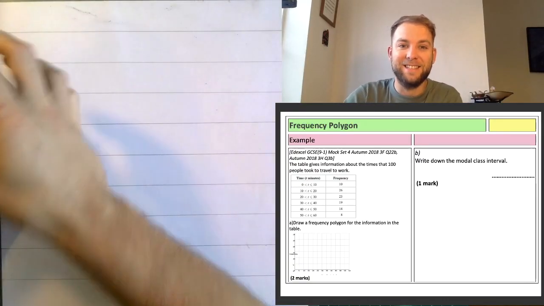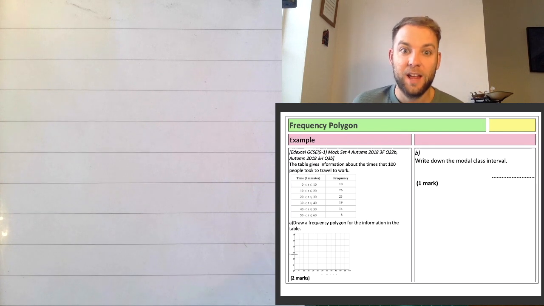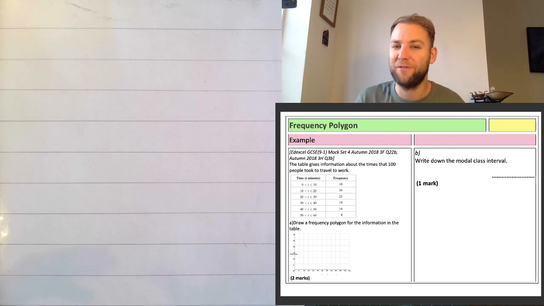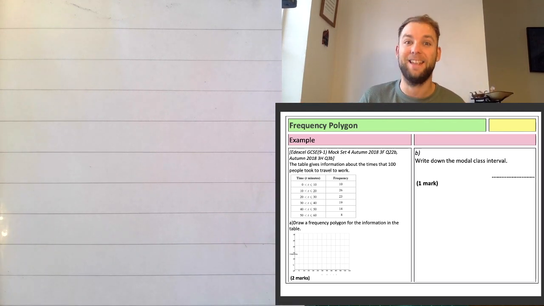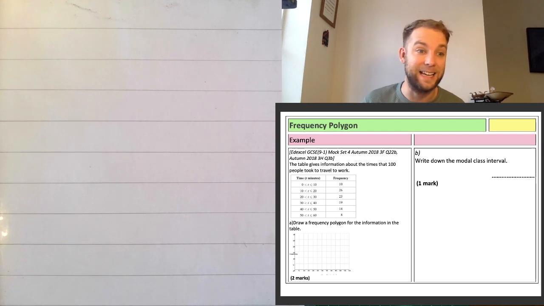And welcome to today's lesson, which is on frequency polygons. Now, a lot of people get frequency polygons wrong, but they're not tricky. People think that they're these really difficult things, but actually, I always think about it as just an extension of bar charts. Now, the difference between this and a bar chart is that the data is actually continuous.